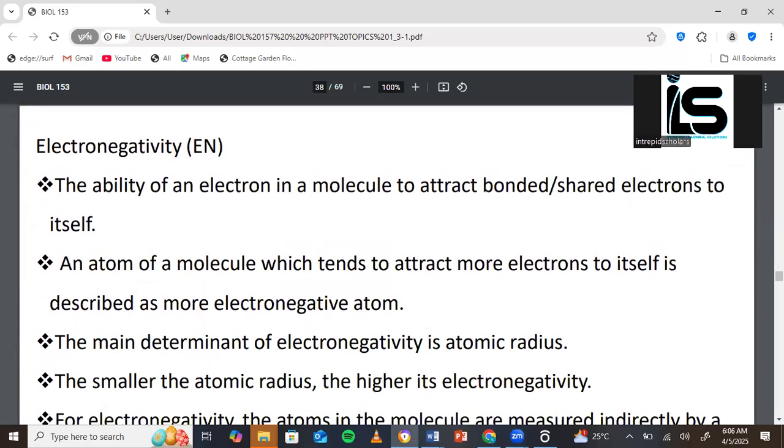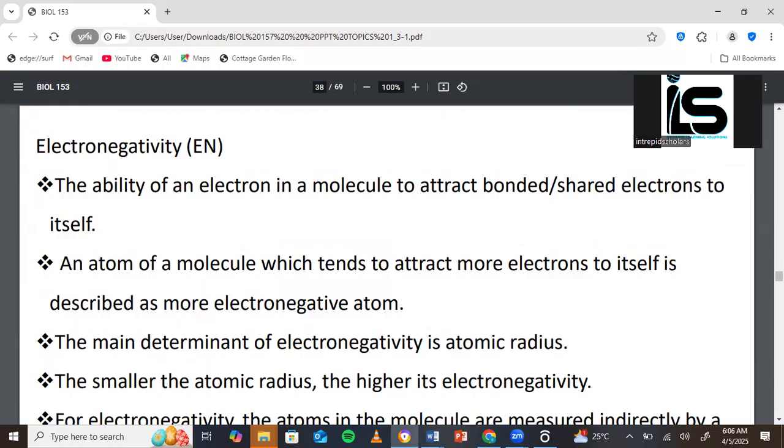Now, the next property that we have to talk about is electronegativity. For electronegativity, we are looking at the behavior of atoms in a covalent bond. We have not discussed covalent bond yet, but a covalent bond is a type of bond where there's sharing of electrons. So when two atoms are sharing electrons, one atom can pull the electrons more than the other.